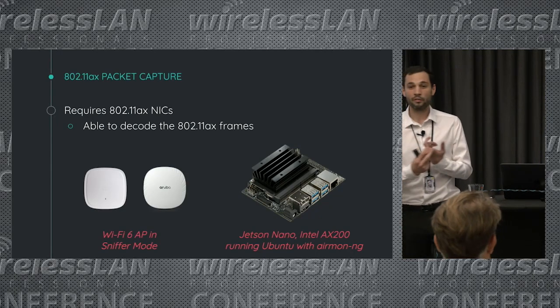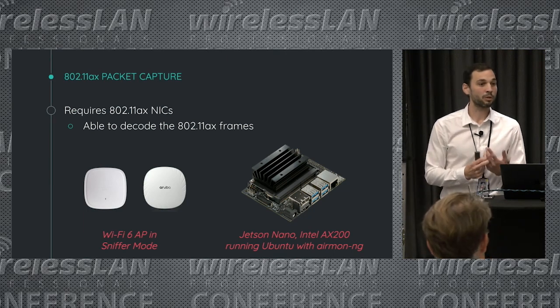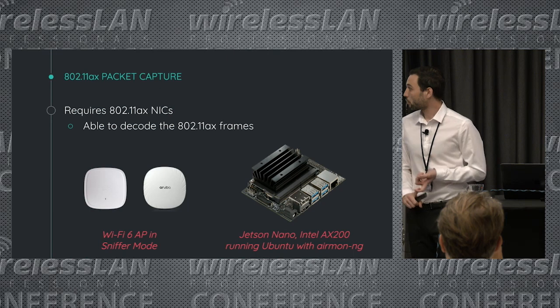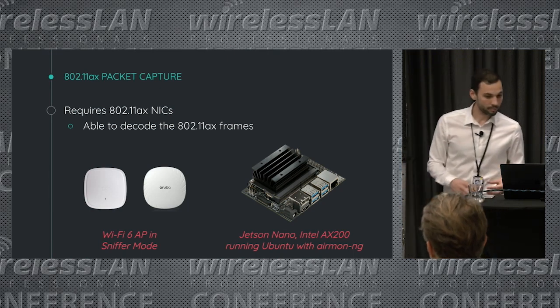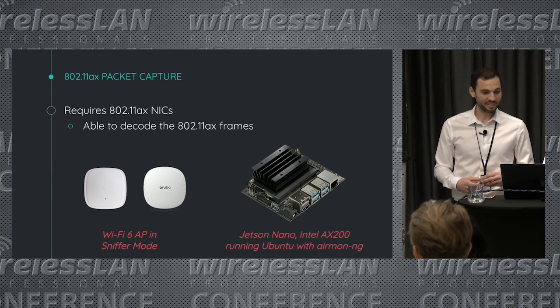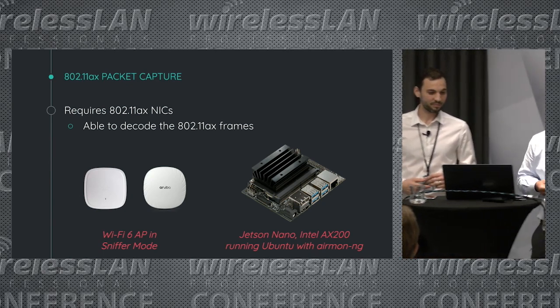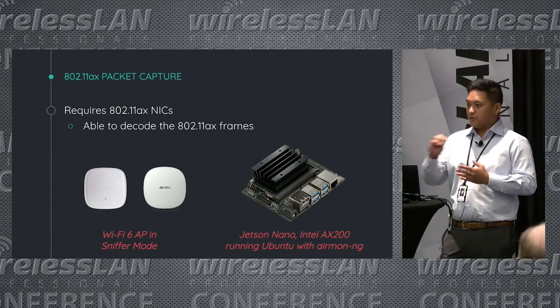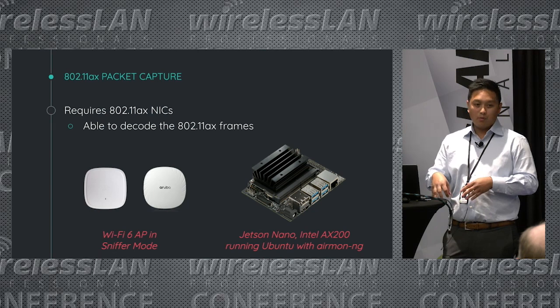First, you need to have an AX NIC to be able to look at the AX packets. There are 2 ways of doing it. The way I was only able to do it was using a Wi-Fi 6 AP. I was using a Cisco 9115, and I would put that into sniffer mode and then stream that over to my computer with Wireshark.